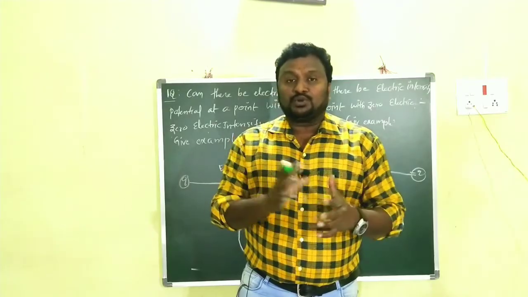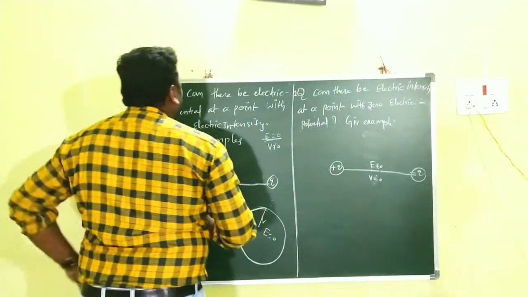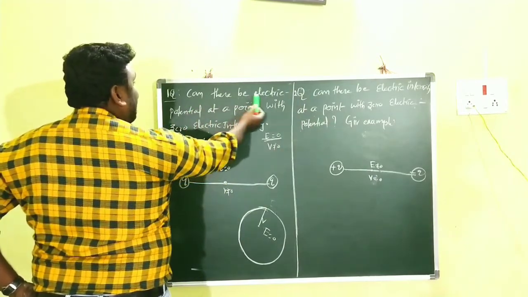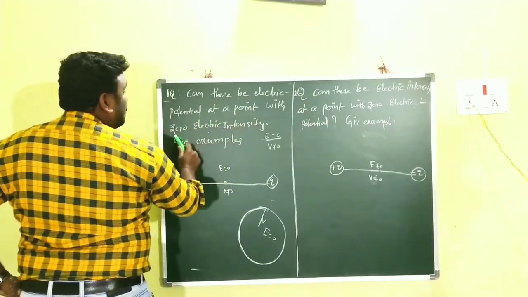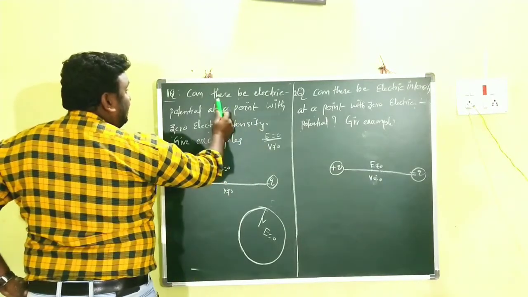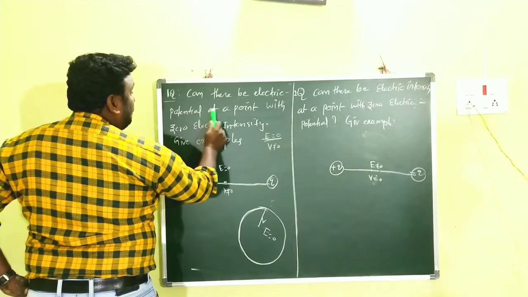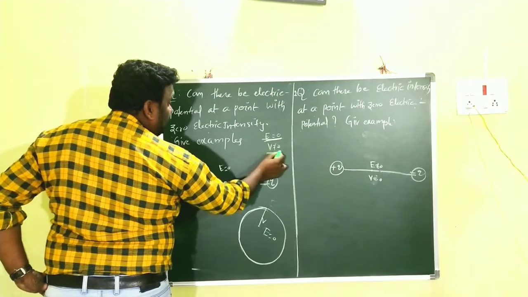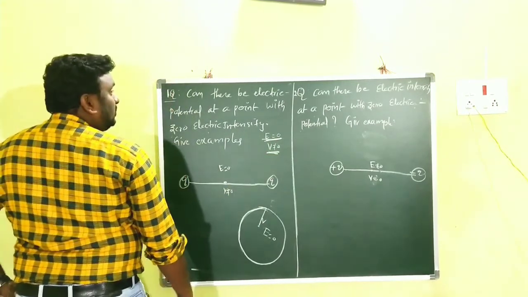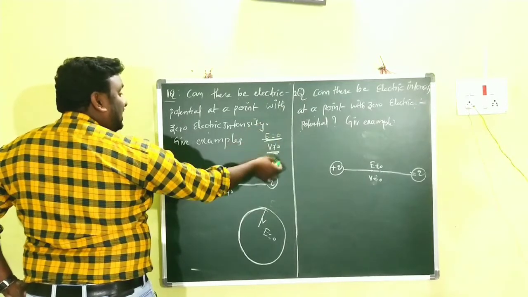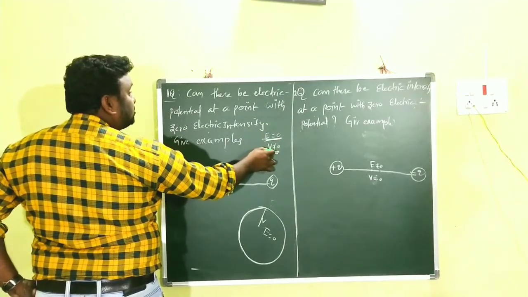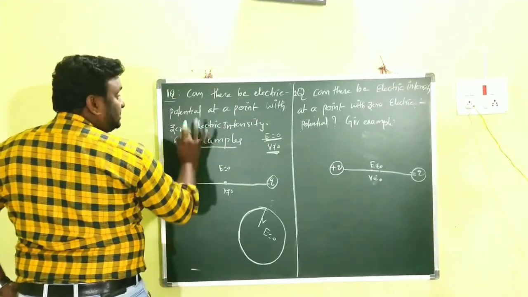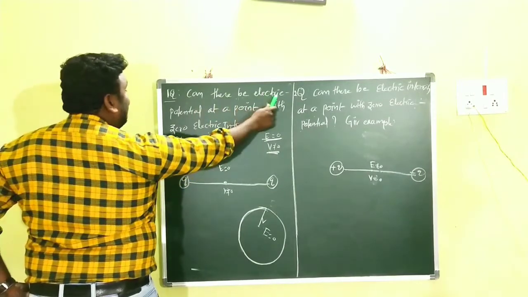Okay children, we have two more questions on the board. Look here. These questions seem to be the same, but both are different. Can there be electric potential at a point with zero electric intensity? That means E is equal to 0 and V is not equal to 0. Clear? At that point the electric field is 0 but the potential is not equal to 0. For that situation, is there any example? If it is, give an example. That's the first question.